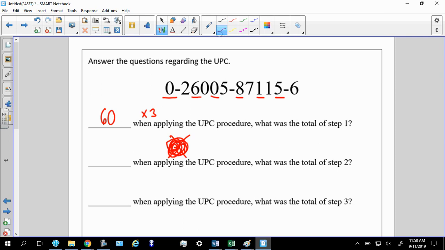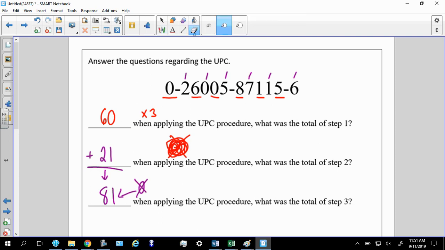The next one is to take all the numbers that you skipped, and add them up. So the total would end up being 81 because I added 60 plus 21, gave me 81. Now remember that this number here should end in a 0, and it does not. All right. So you're going to have to figure out, okay, is the check digit too big or too small? All right. Now I'm going to do this another way.